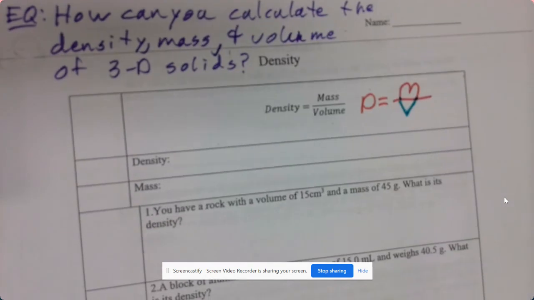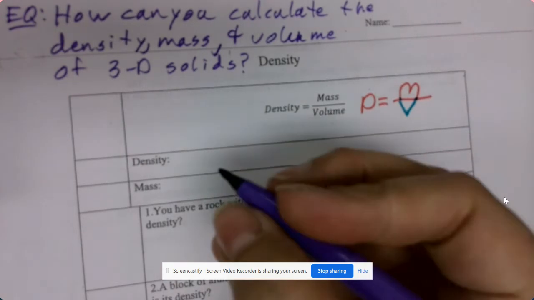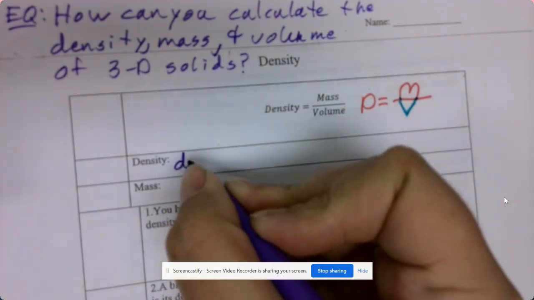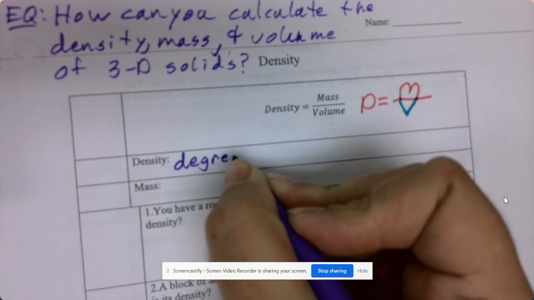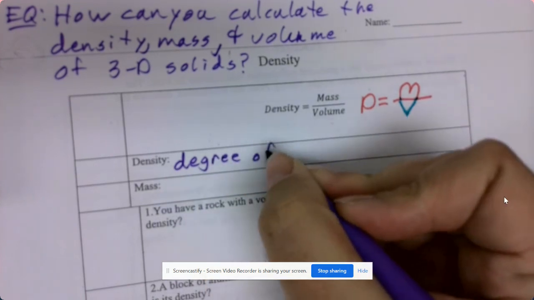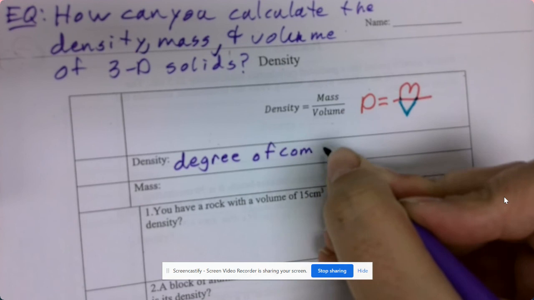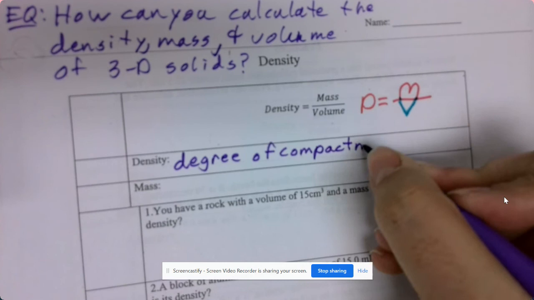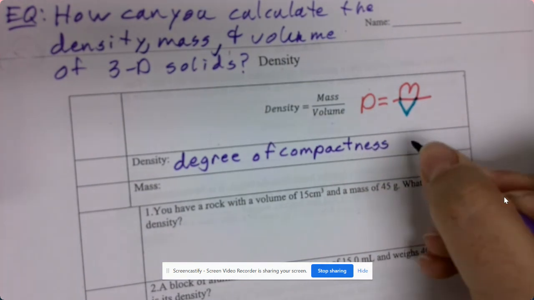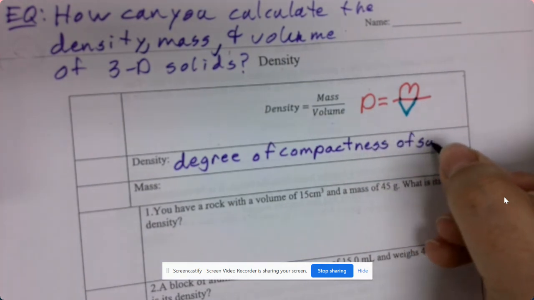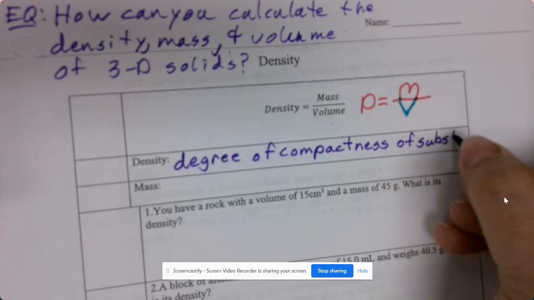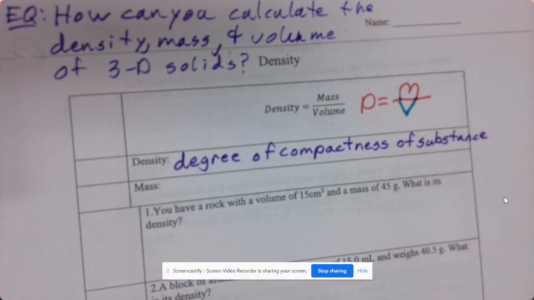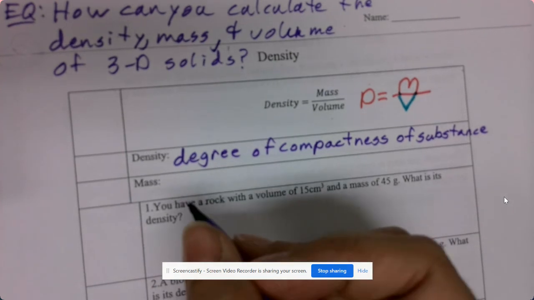Density is the degree of compactness of a structure. When we're talking about solids compared to a liquid, compared to a gas, the solid is going to be more dense, more compact, than a liquid or a gas. So if we're talking about ice compared to water, compared to water vapor.